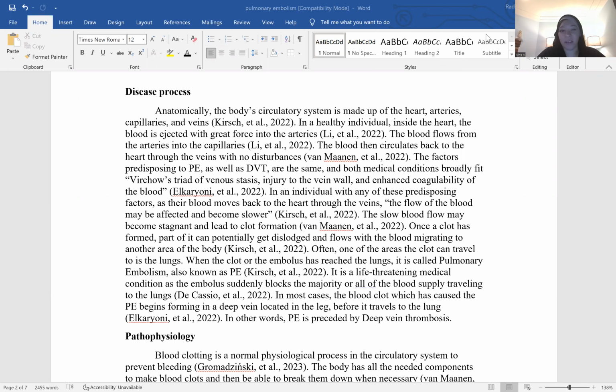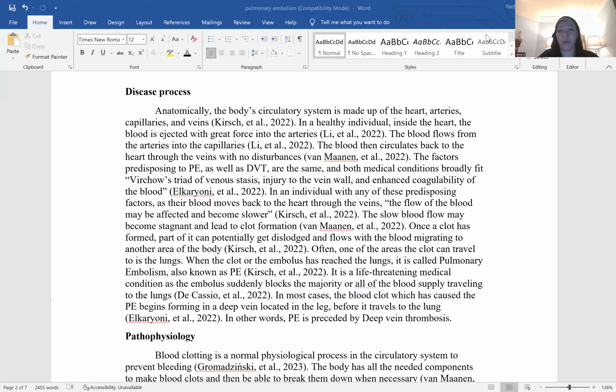So let's discuss the disease process for pulmonary embolism. Anatomically, the body's circulatory system is made up of the heart, arteries, capillaries, and veins. In a healthy individual, inside the heart, the blood is ejected with great force into the arteries. The blood flows from the arteries into the capillaries. The blood then circulates back to the heart through the veins with no disturbances.